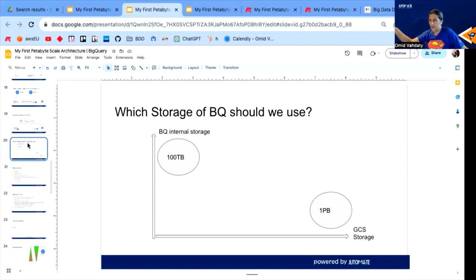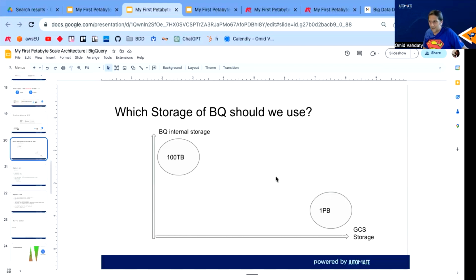Right. We just discussed it. But when I use BigQuery, I insert the data. So it's a serverless service. I know I have access to data. They save it in their own place and it's not accessible for you. So when should you use internal storage and when should you use GCS storage?